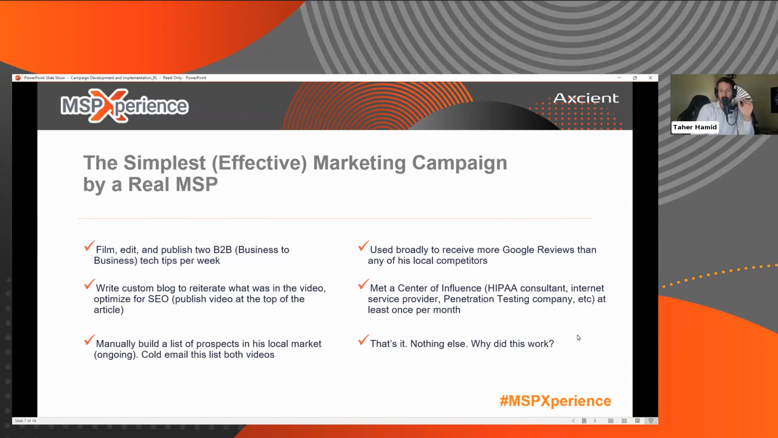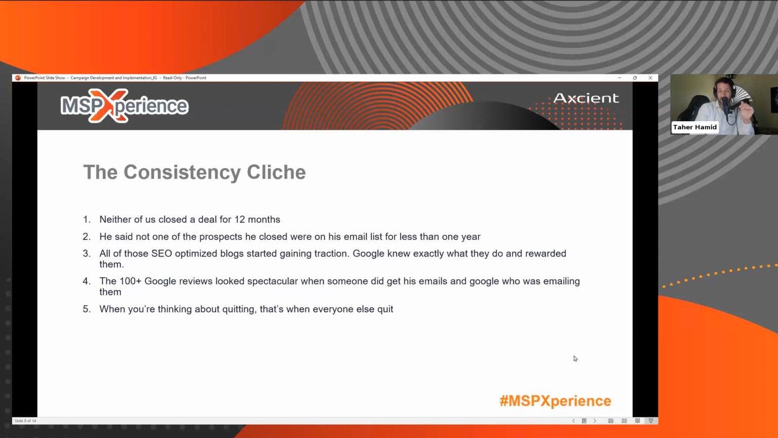And here's the reason why it's worked, and it may not have worked for other people: the consistency cliche. Everyone hears about it, right? Oh, you've got to be consistent. It takes time. It's a marathon, not a sprint, whatever. But here's an exact example of why this is true. As long as it's not an excuse for someone to be lazy, as long as it's not an excuse for an agency to say, oh, it takes time, as long as it's not an excuse for a marketing coordinator that's just being lazy, right? Because things do take time. Neither me nor him, when we first started, closed a deal for 12 months.